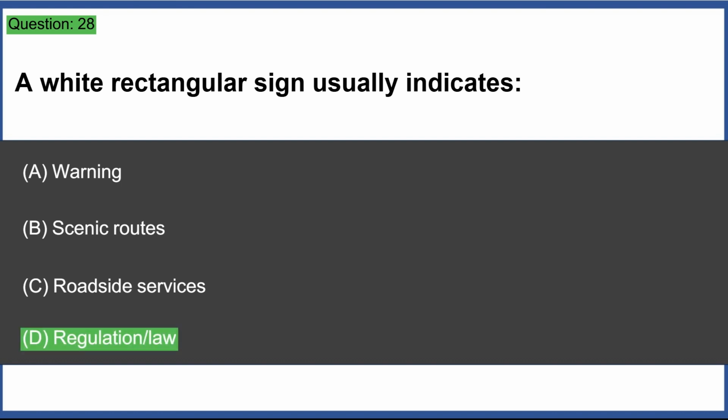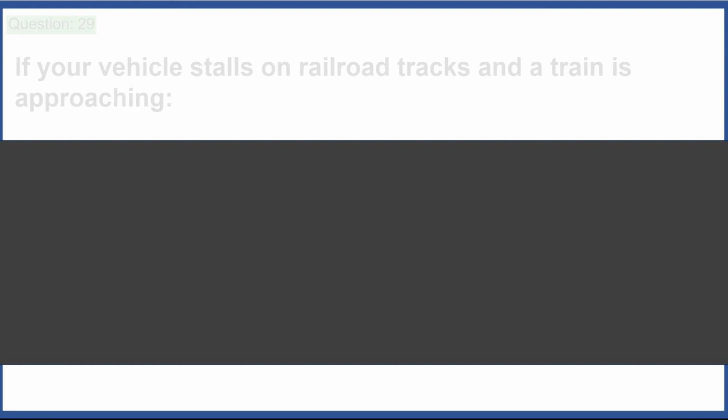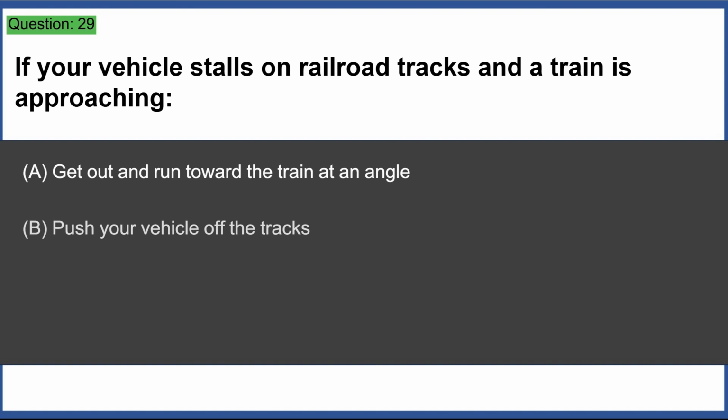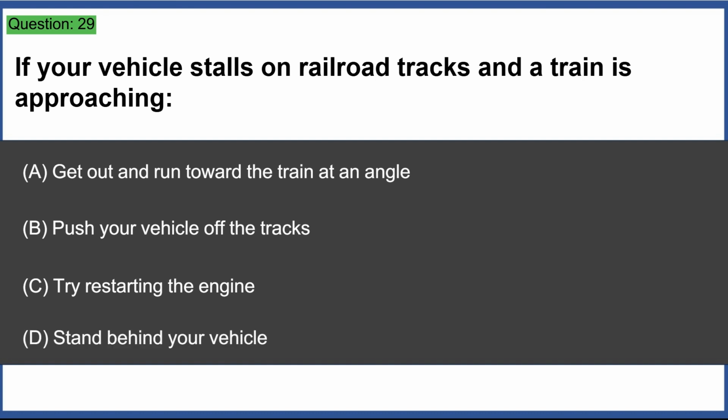Answer D. Regulation/law. If your vehicle stalls on railroad tracks and a train is approaching: A. Get out and run toward the train at an angle. B. Push your vehicle off the tracks. C. Try restarting the engine. D. Stand behind your vehicle. Answer A. Get out and run toward the train at an angle.